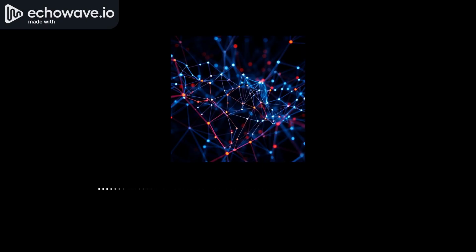PyTorch allows developers to define neural networks using intuitive Python code, with something called dynamic computation graphs. This means you can change your model on the fly and get immediate feedback, making experimentation and debugging far easier than traditional frameworks. So how does a beginner actually get started with PyTorch?